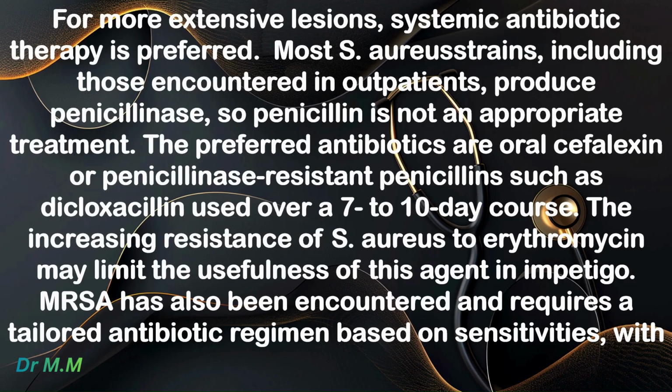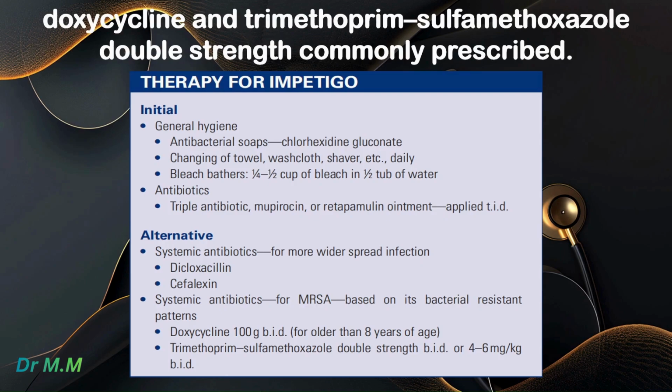The increasing resistance of S. aureus to erythromycin may limit the usefulness of this agent in impetigo. MRSA has also been encountered and requires a tailored antibiotic regimen based on sensitivities, with doxycycline and trimethoprim-sulfamethoxazole double-strength commonly prescribed.